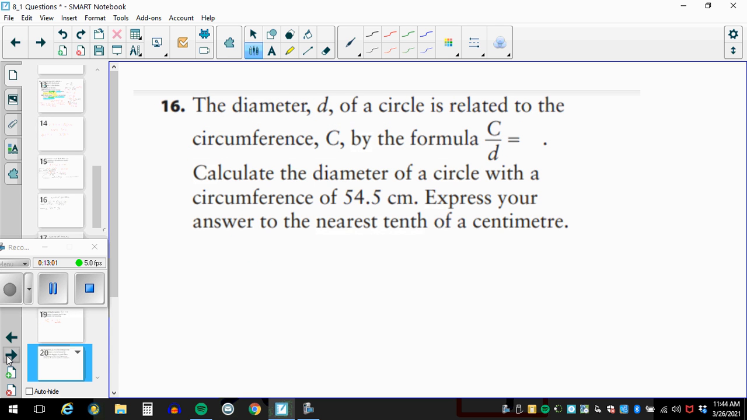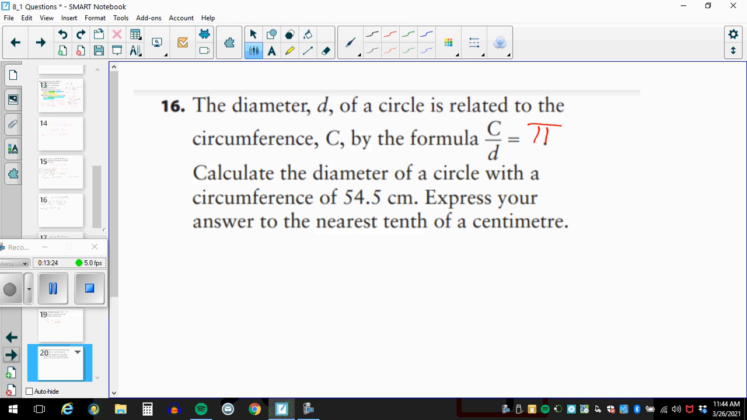Question 16, another formula question, says the diameter d of a circle is related to the circumference. In grade 7, you learned that the circumference of a circle divided by its diameter, I don't know where the pi symbol went, but anyway, it's there, is equal to pi. Calculate the diameter of a circle with a circumference of 54.5 centimeters.